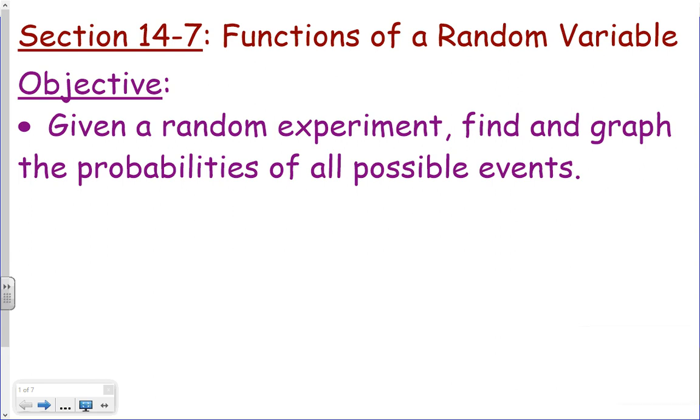Great, open up your book to section 14-7. We're on page 734 in your book, and the title of this section is Functions of a Random Variable. The objective here in this section is, given a random experiment, find and graph the probabilities of all possible events.